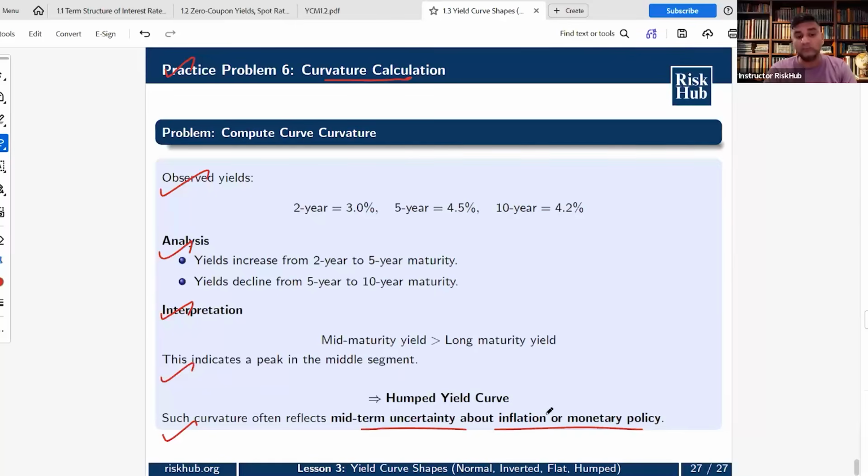Third error is confusing spread with slope. The 2s10s spread of 180 bips on slide 26 is a difference. The slope of 22.5 bips per year is that difference divided by the 8-year maturity gap. Both are used and they are not the same number. Another mistake is classifying the whole curve from one maturity pair. Slope changes at every point. A curve can be inverted in 2s10s and still upward sloping in 10s30s. So keep that in mind.